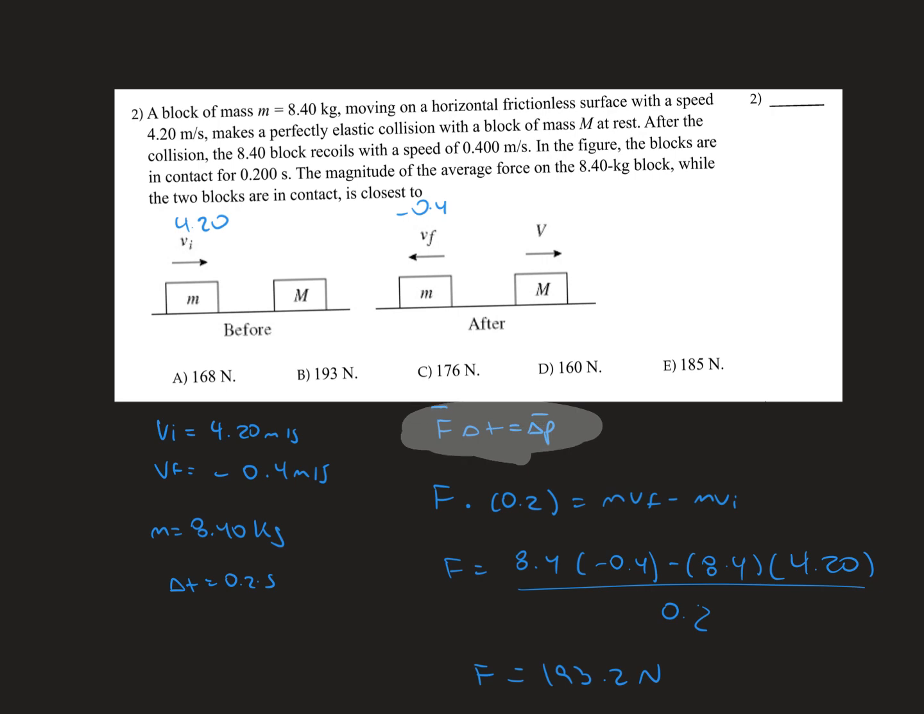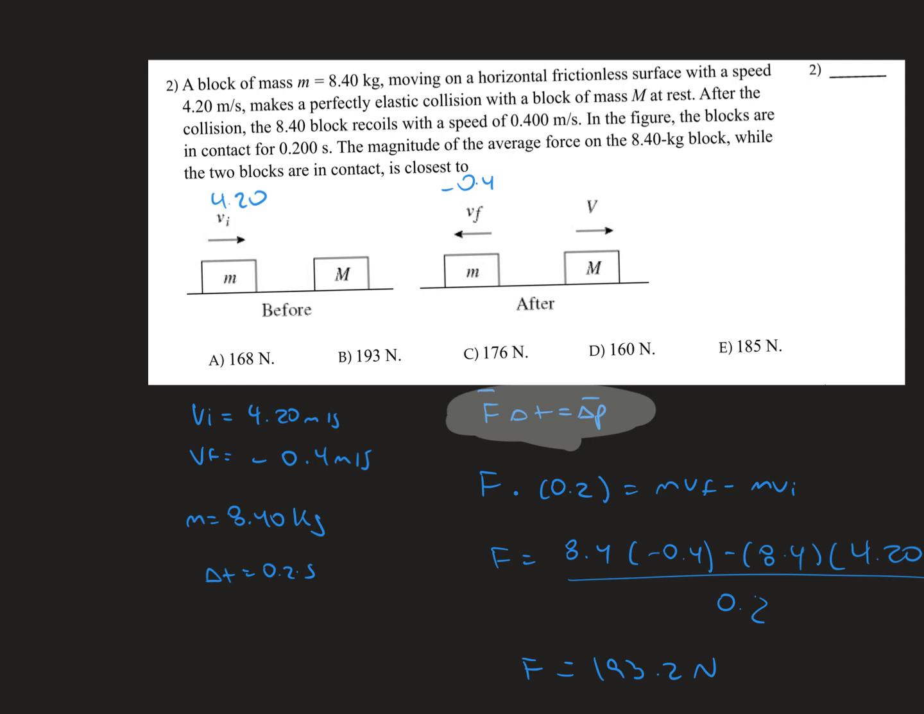Force times the change in time equals the change in momentum. We have the initial velocity being 4.20 meters per second, positive because it's going to the right. The final velocity is negative 0.4 meters per second because it's going to the left, the opposite direction.